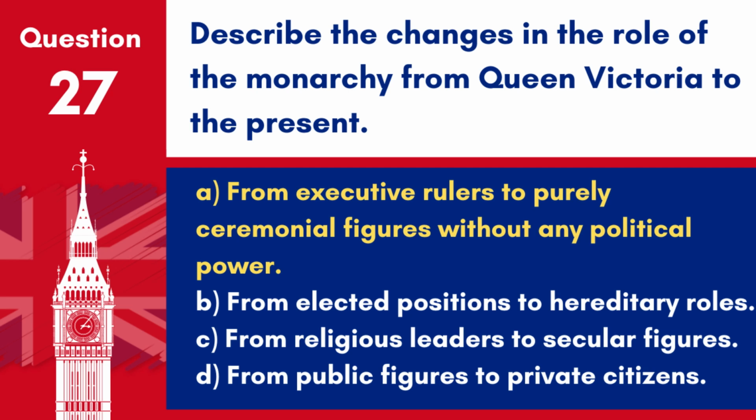Answer. A. From executive rulers to purely ceremonial figures without any political power. Over time, the British monarchy has transitioned from wielding significant political power under Queen Victoria to serving as symbolic figures with ceremonial duties in contemporary times.